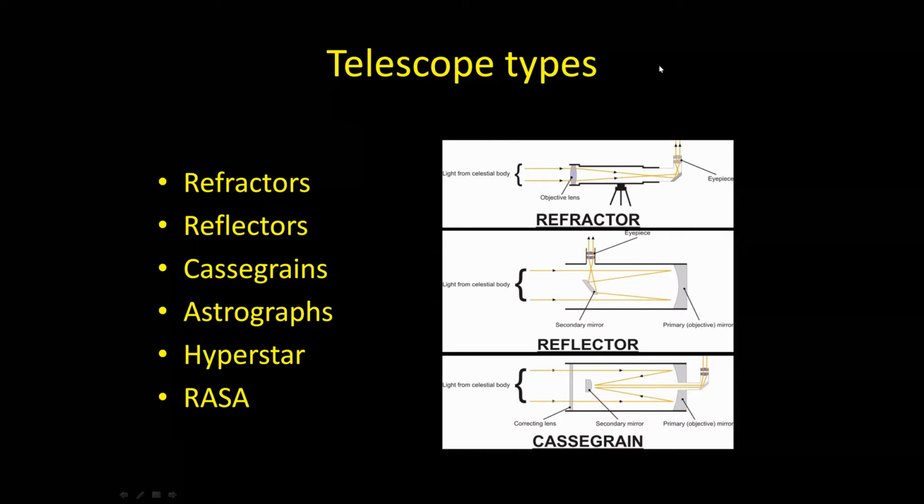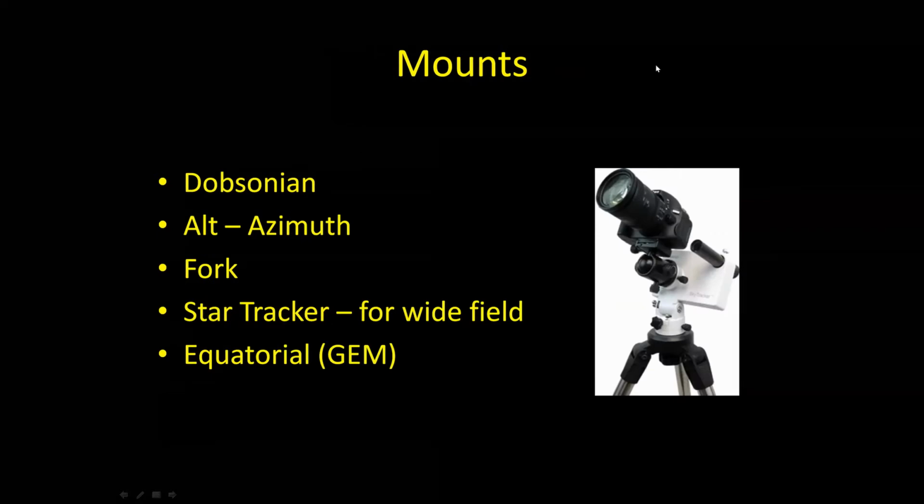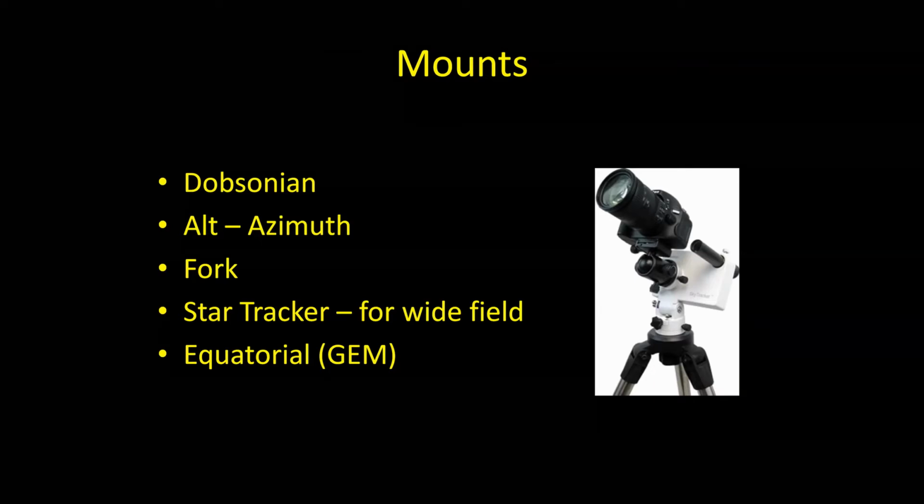When it comes to mounts, we all know that there are different types: Dobsonian, alt-azimuth, fork. You can have something like a star tracker for wide field imaging, and the preferred one for imaging is the equatorial. Why the equatorial? Because, as I mentioned, we need the tracking, and you want to track as steadily as you can with the smallest amount of vibration. You want to counter Earth's rotational speed.